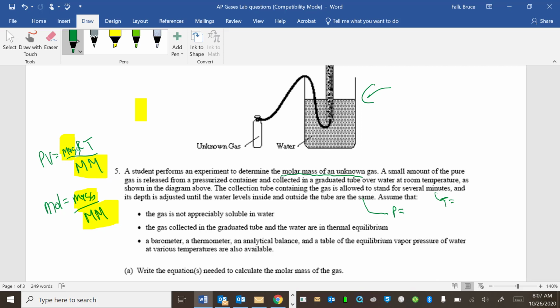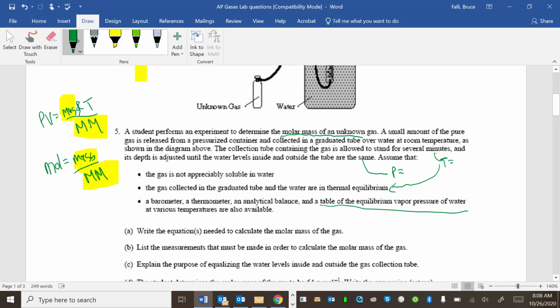The gas collected in the graduated tube and the water are at thermal equilibrium. A barometer, a thermometer, an analytical balance, and a table of the equilibrium vapor pressure of water at various temperatures are also available. This is where it says, hey, don't forget to subtract water. Write the equations needed to calculate the molar mass of the gas. So that's an equation we need.